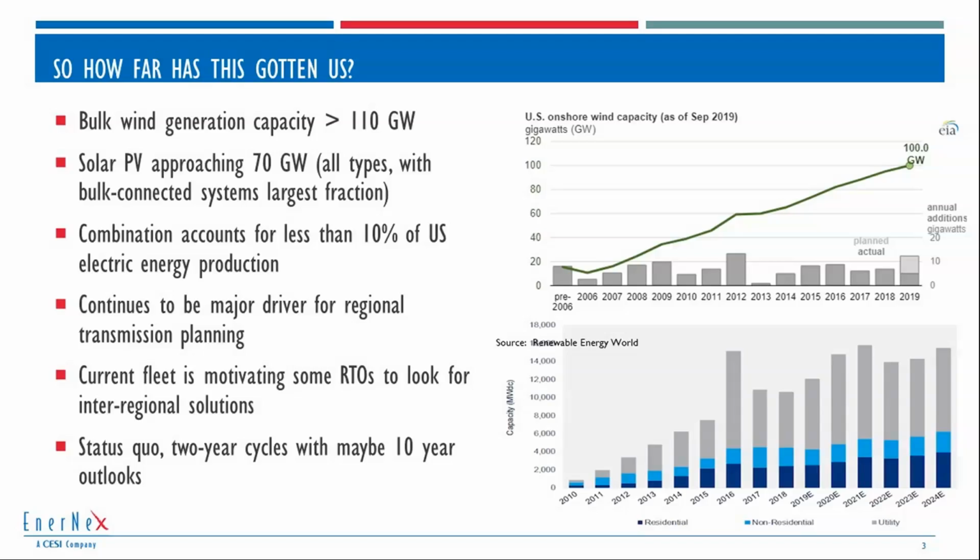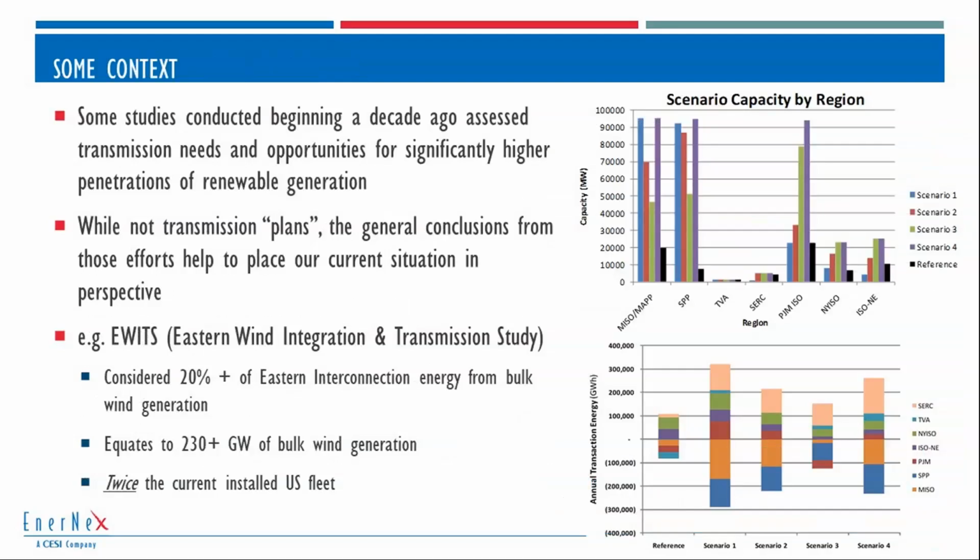Renewables continue to be a major driver for transmission planning at the regional level in the RTOs. And the current fleet, what we're dealing with already, is causing some of the RTOs to at least start taking a peek outside of their footprint and consider that interregional solutions may need to be studied, but we're a ways away from that, it appears. Some of this may be due to the status quo, which is these two-year expansion planning cycles where you maybe look out 10 years and advance it and go along that way. So the bigger amounts where we need to be aren't really on the radar yet.